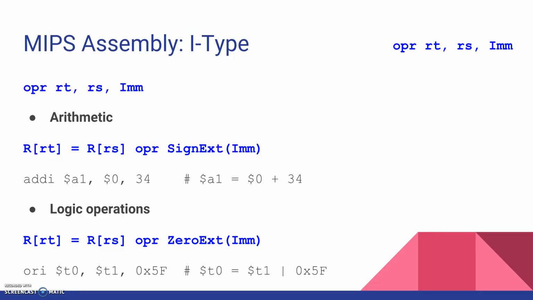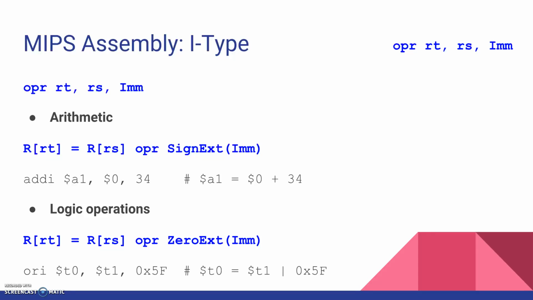And then I-type is with immediate values. It's usually appended with an I. And usually R-type values have a corresponding I-type operation. And you have two types, arithmetic and logic. And due to the immediate value only being 16 bits, it needs to be extended. So for arithmetic operations, it extends the most significant bit, so it preserves the negative and positive values. And for logic, it just zero extends it.